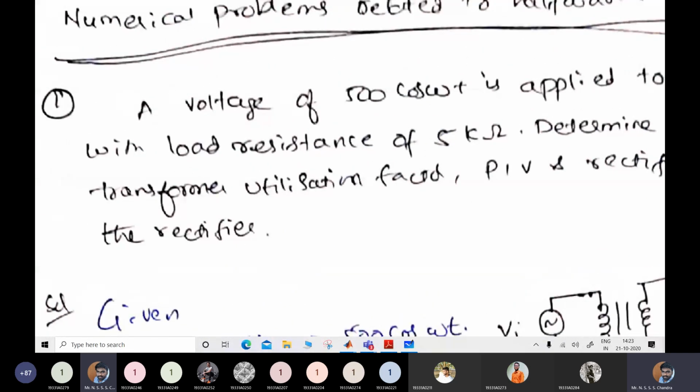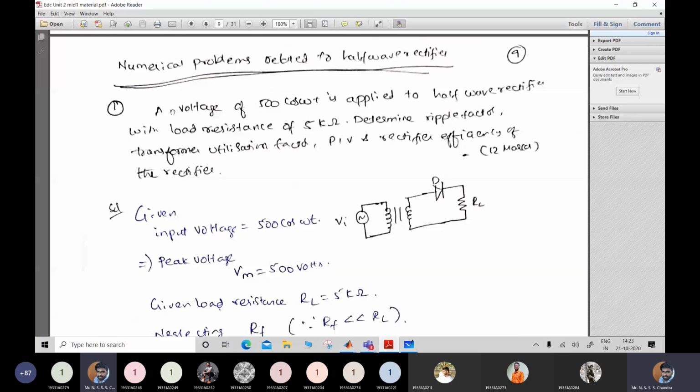A voltage of 500 cos omega t is applied to a half-wave rectifier with a load resistance of 5 kilo ohms. Determine the ripple factor, transformer utilization factor, PIV, and rectifier efficiency of the rectifier. Okay, so here the transformer utilization factor and rectifier efficiency are not yet covered. So we leave that part. So we'll first see how to deal with the ripple factor and PIV.